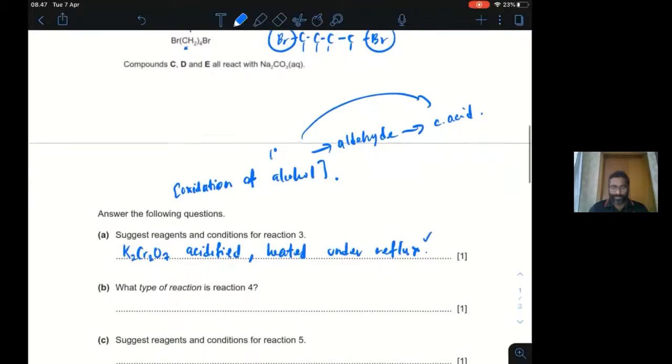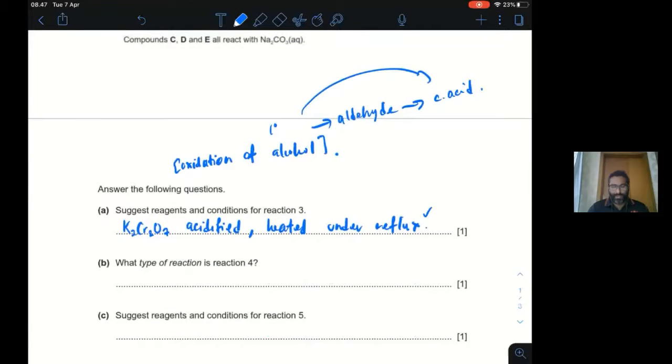So it's very important. Now, since we are learning something over here, I want to ask also Michelle. Let's say if I have a primary alcohol, but I do not want carboxylic acid, I want aldehyde only. Michelle, how do I get aldehyde?